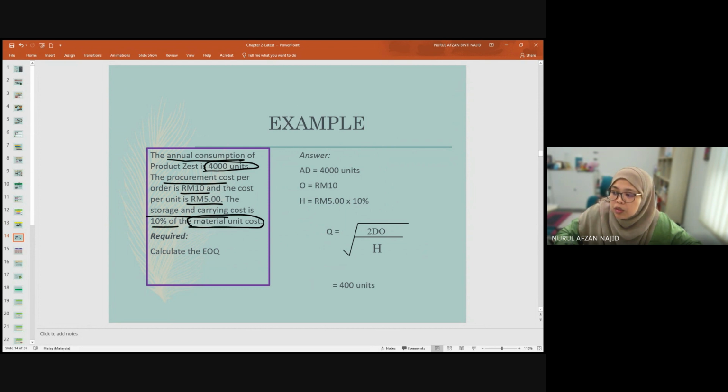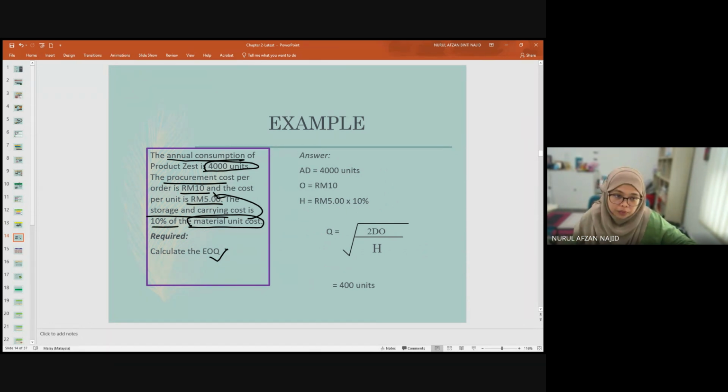Storage and carrying cost, 10% from the material unit cost. What is the material unit cost? The RM5. Okay, RM5. So 10% times 5 lah. So you are required to calculate the EOQ. So keluarkan daripada case tu, keluarkan apa yang diperlukan.